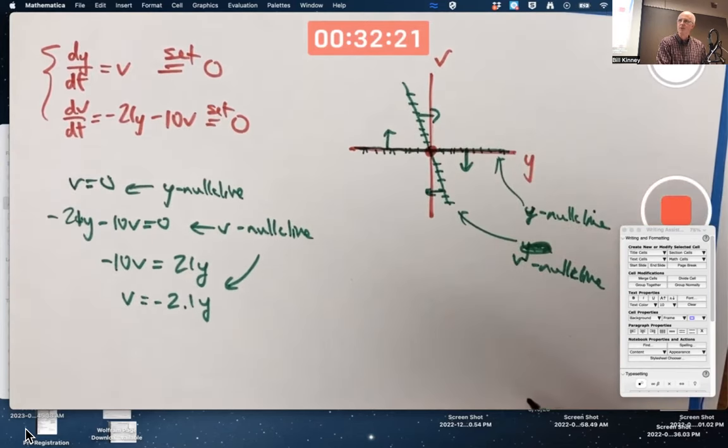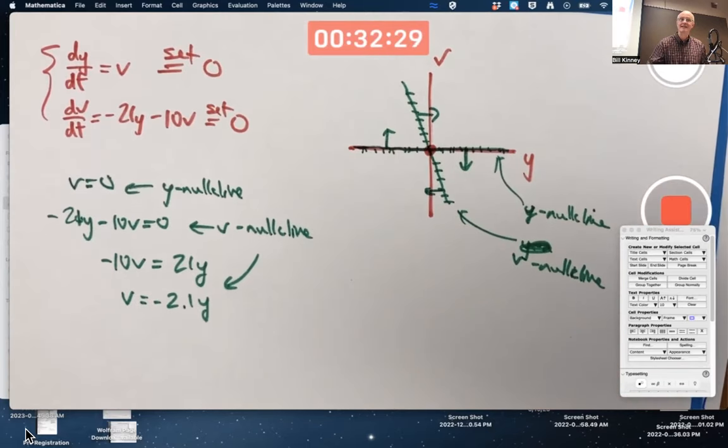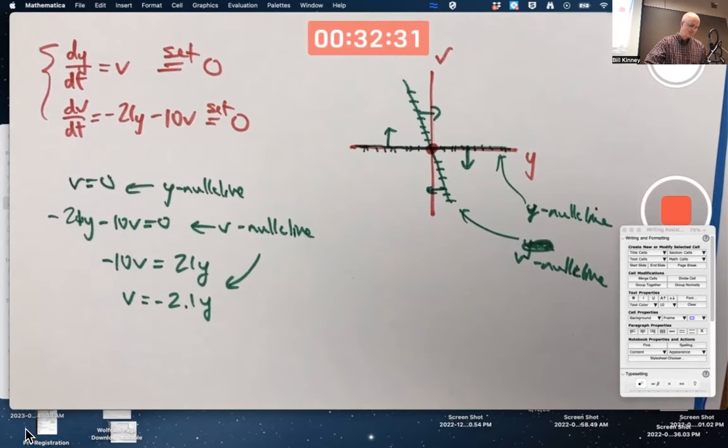And if you draw some more vectors, you'd get some rotation going on here. Does that mean solution curves are periodic functions? No, it does not. What does it mean? It's tricky.